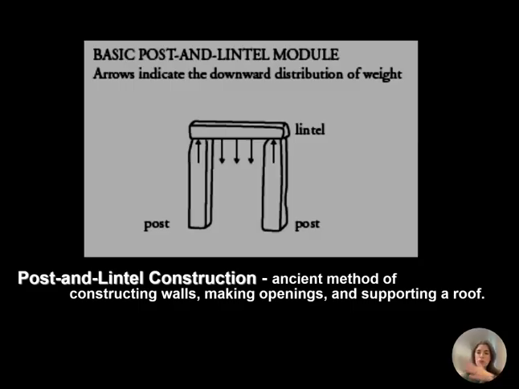And still today, if you look at doorways around your home, you'll see this kind of post and lintel construction. And obviously architects can do very elaborate things. So again, you can make it more complicated, just like we saw with load-bearing architecture. So post and lintel construction is an ancient method of constructing walls, making openings and supporting a roof. And again, you just want to keep those posts not too far apart. And just remember that the posts are the things on the side and the lintel is the element on the top. So just keep that in mind.